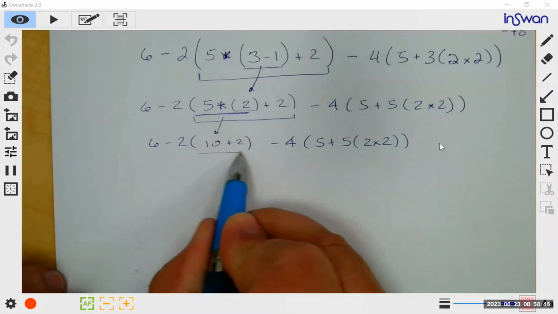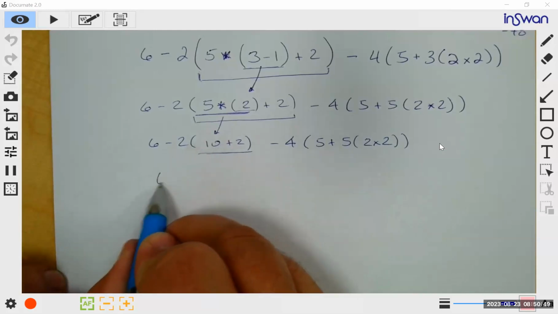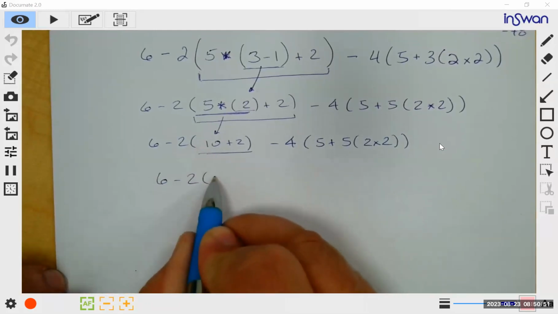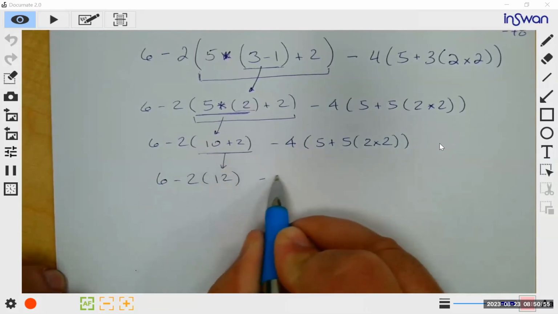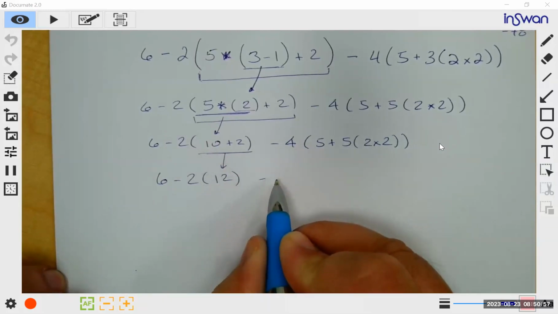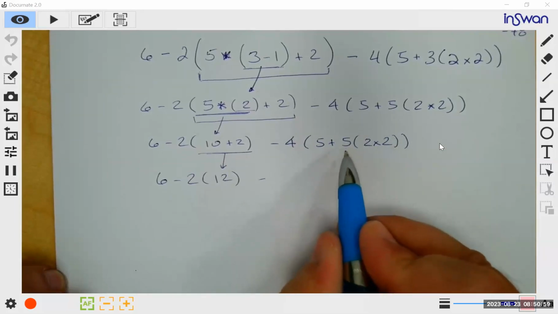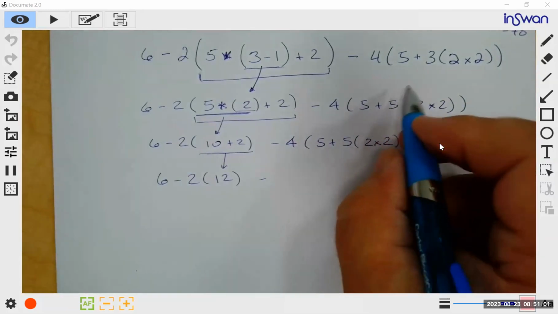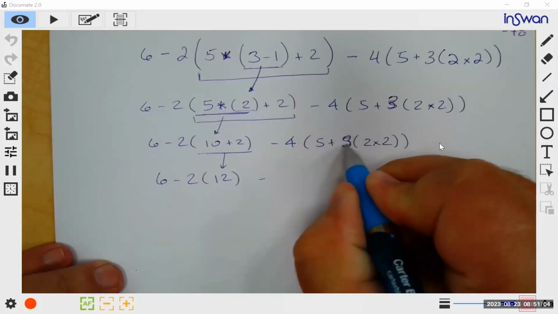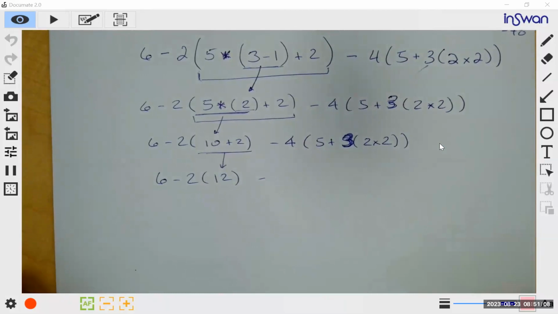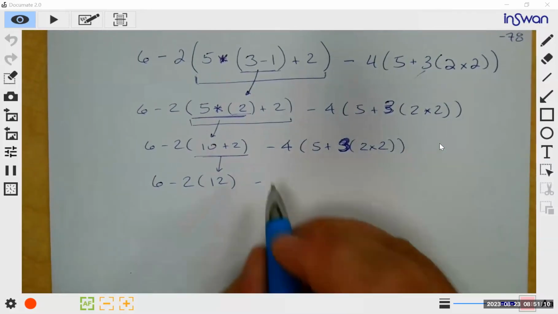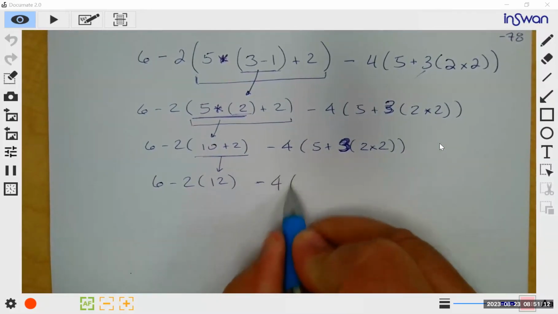Left to right. Here's a parenthesis. 10 plus 2. Here. Look at airplane. I'm sorry, it's a 3. Yeah. Okay, thank you. It's the new math.